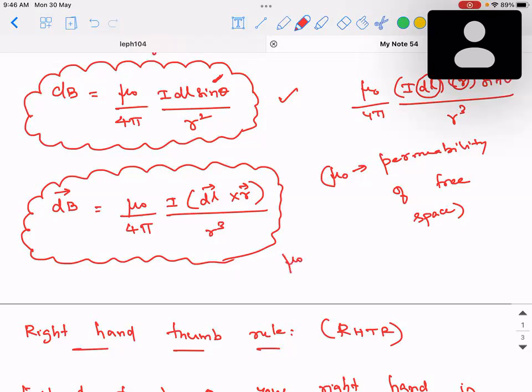So mu naught divided by 4 pi is equal to 10 power minus 7. This is the value. But I want you to find out the unit of this and tell me. You already have the knowledge of units and measurements. For that, you need to know what is the SI unit of magnetic field?